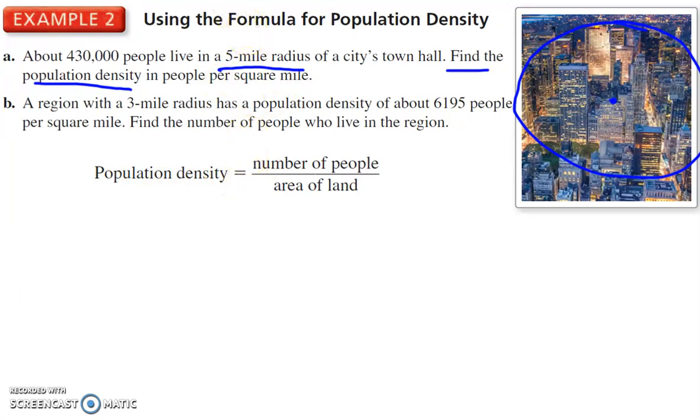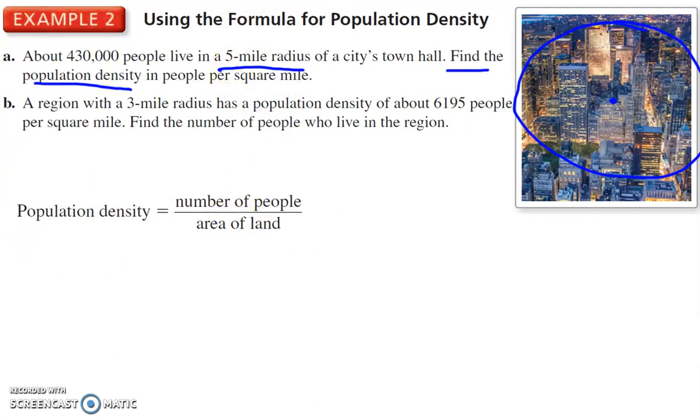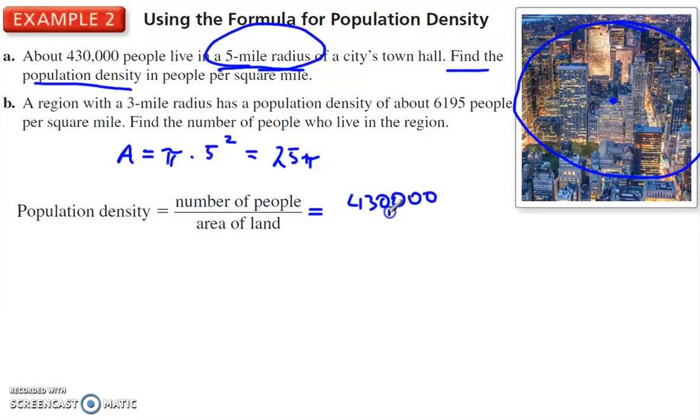So population density is number of people divided by the area of land. First we have to find the area. Area is pi times the radius squared, so 5 squared. That's 25 pi. And then the number of people is 430,000. So we do 430,000 divided by 25 pi, and that comes to approximately 5,475. That's people per square mile.